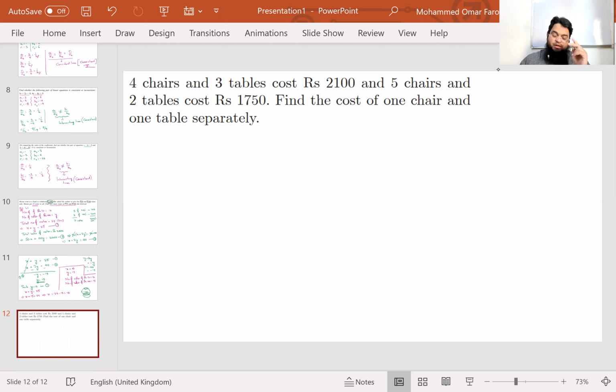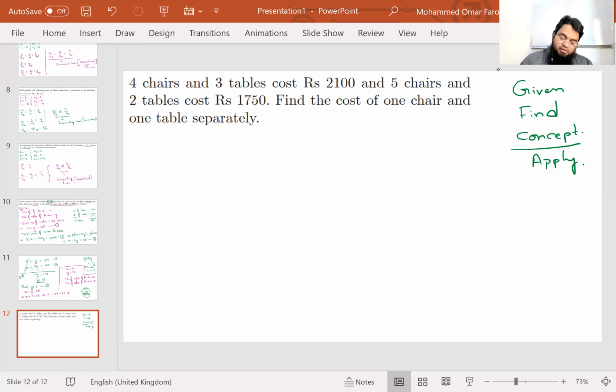He has given two different situations. Find the cost of one chair and one table. Whenever you read any word problem, you note down what is given, what you are supposed to find out, and what the concept is. If you understand this, then apply the formulas or concept, and you will get the answer.